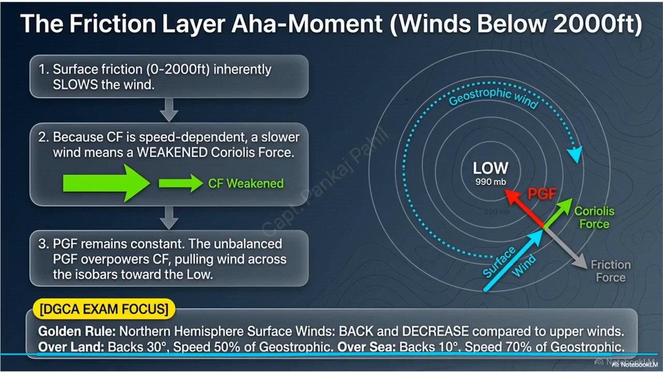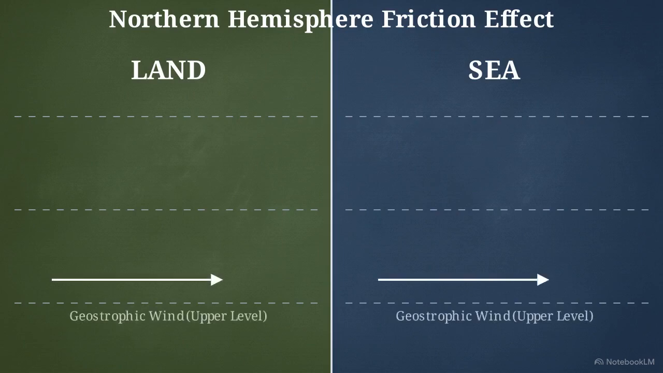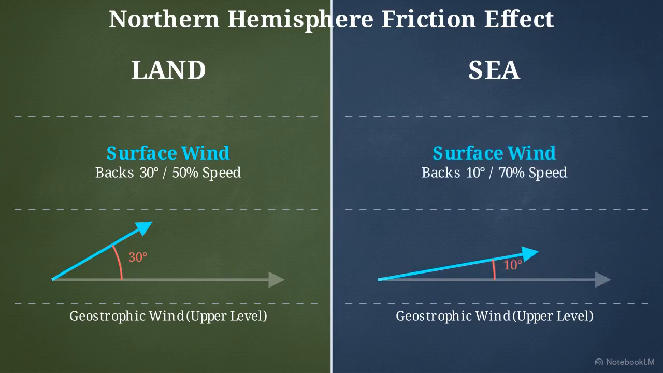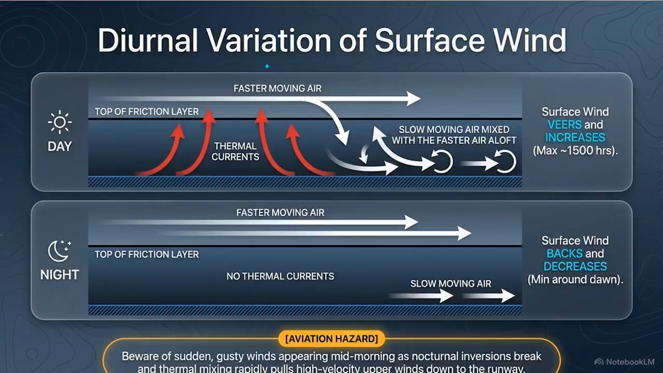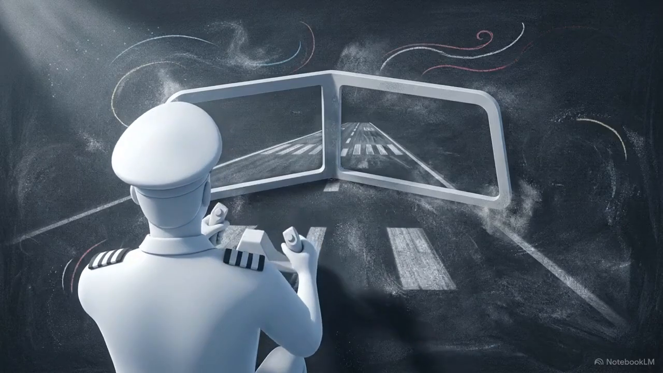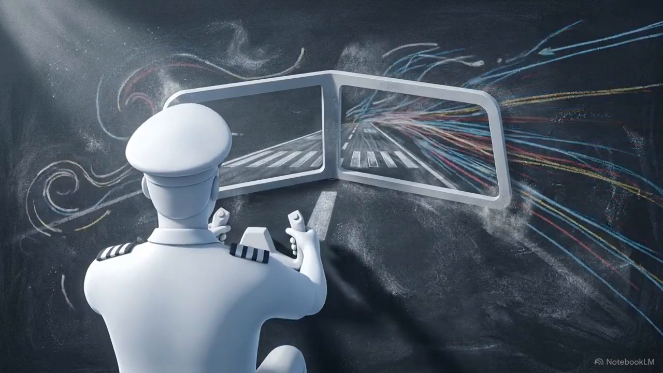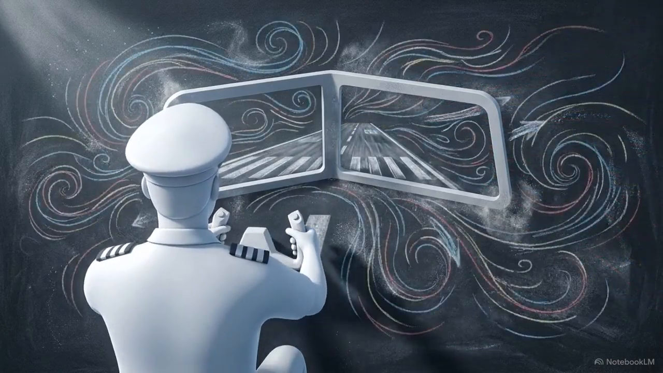The exam requires exact parameters. Over land, high friction causes the wind to back by roughly 30 degrees, dropping to 50% of geostrophic speed. Over the sea, lower friction means it backs only 10 degrees, retaining 70%. Surface friction completely shatters the macro-level equilibrium, requiring pilots to actively anticipate changing wind vectors throughout descent and approach.